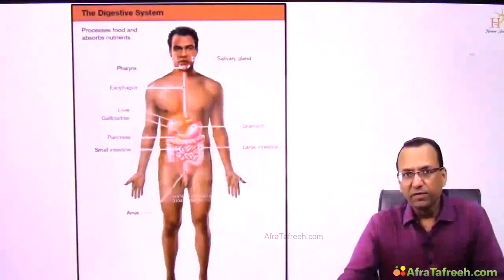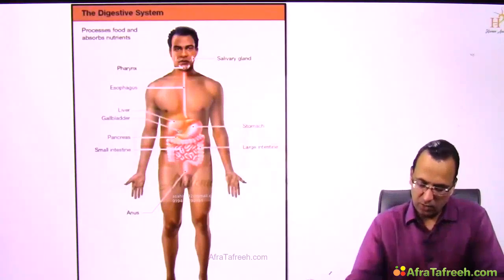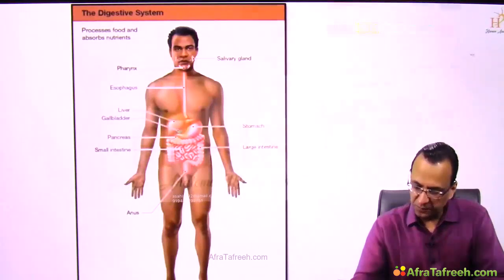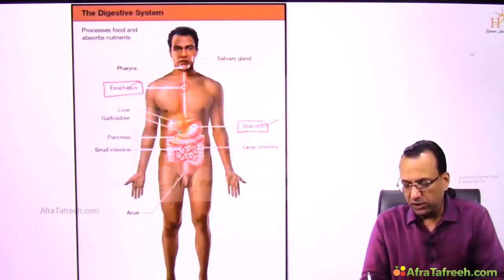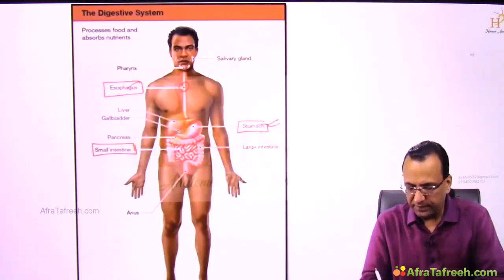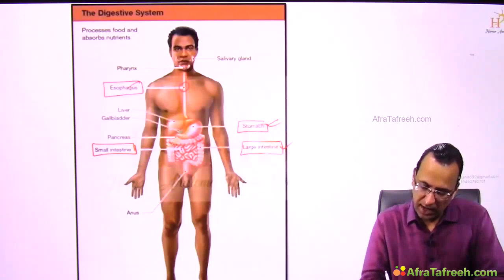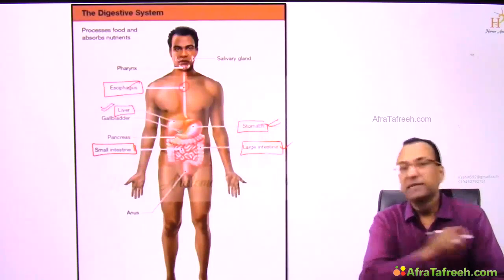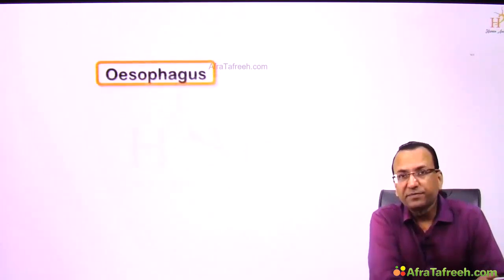So we are starting with the digestive system, the histology of the digestive system now. What we are going to talk about is the details of the esophagus in the beginning, and then move on to the details of the stomach, also the histological pictures of the small intestine as well as the large intestine, and finally we'll be looking at some details of the liver as well. So we are beginning with the esophagus.